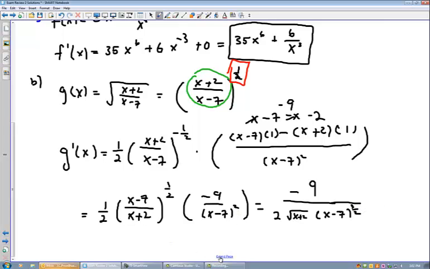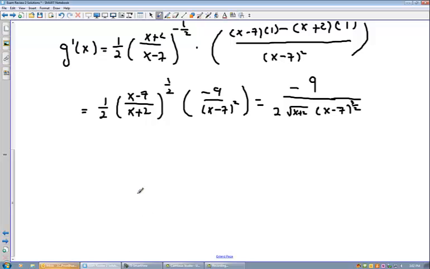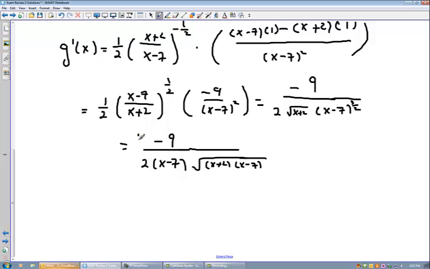And so this is really equal to, if you want to write it out, since they gave it to me in radical form, I should write everything back in radical form. So this is really equal to minus 9 divided by 2. I can pull out one of those x minus 7s, because this is really the square root of x minus 7 squared, and then all times the square root of x plus 2, and also under the square root sign we have an x minus 7. So I'd probably write it like this.